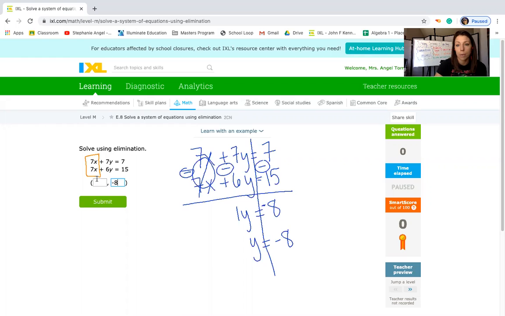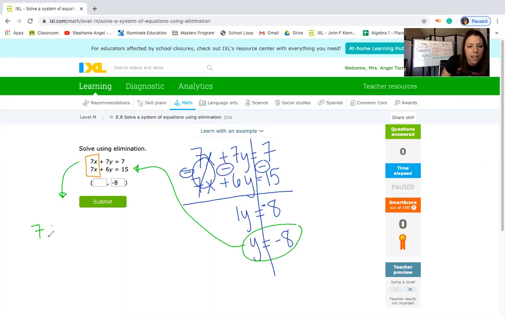Be careful not to put that where the value of x goes. How do I find the value of x? Well, I'm going to take this information here, this -8 for y, and substitute it into one of these equations. The only thing I notice is that this has a 15 and this only has a 7. So I don't know, maybe the first one's going to be easier. Who knows? We'll just try it anyway.